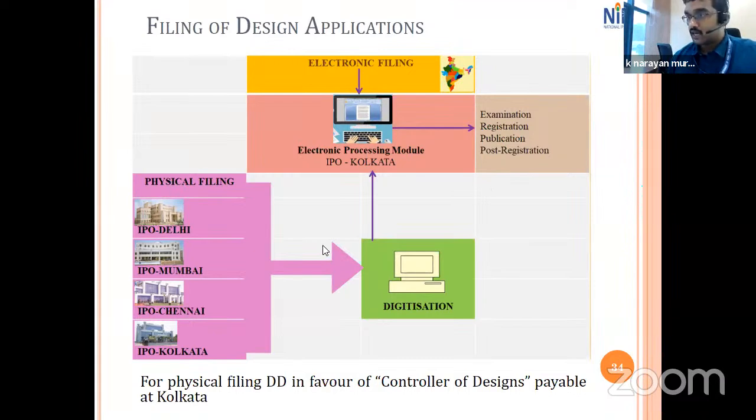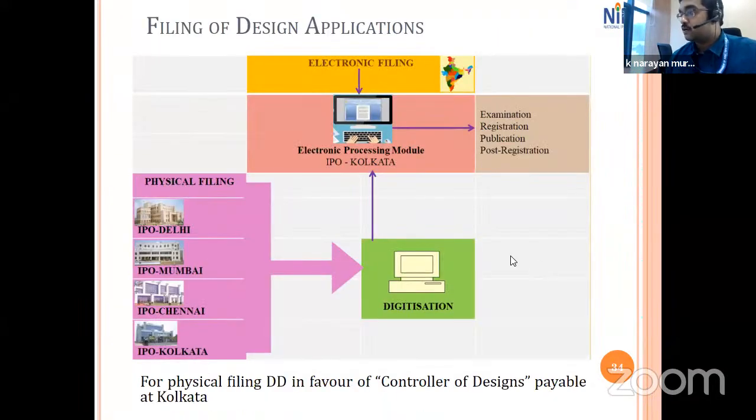So we have 4 offices: IPO Delhi, Mumbai, Chennai, and Calcutta. IPO, the full form, is Intellectual Property Office. The question you're asking over here, Vishwanath, is about IP rights, so it's not IPO, it is IP rights. So you have 4 offices: Delhi, Mumbai, Chennai, Calcutta. I work in IPO Mumbai. Mumbai has particular jurisdiction, for example Maharashtra, Goa, Madhya Pradesh, Gujarat, etc. These states are covered by IPO Mumbai. Similarly, Delhi has Uttar Pradesh, Punjab, Rajasthan, etc.